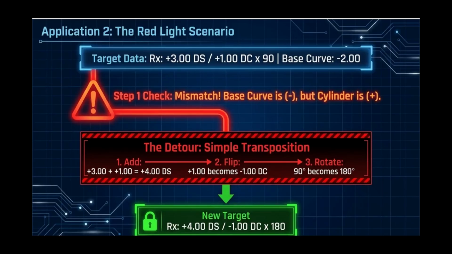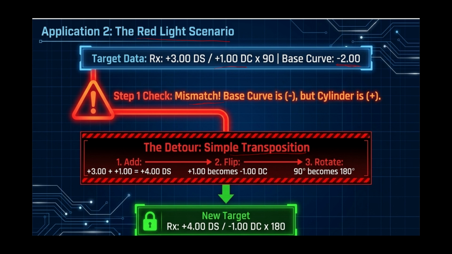Now let's go to a different scenario, the red light scenario. What is a red light scenario? Here, if you see, the sign of the prescription and the sign of the base curve are not similar. So we have to take a small detour. Since there is a mismatch, we have to do a simple transposition.